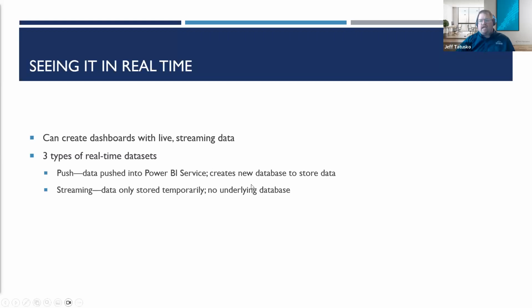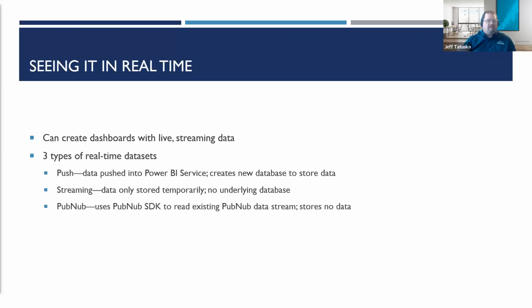Now, there's a third type that you can access using what's called PubNub. Basically, it uses an SDK to read that information from the data stream. It's basically the same thing as a streaming data set, it's just reading it from a specific type of site. Same thing, it's not going to store any of the data. It's just going to pull that information across.